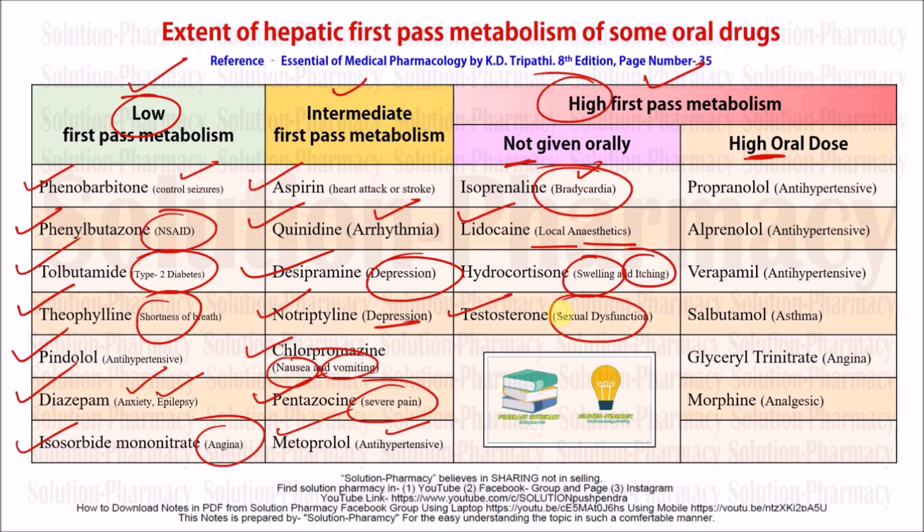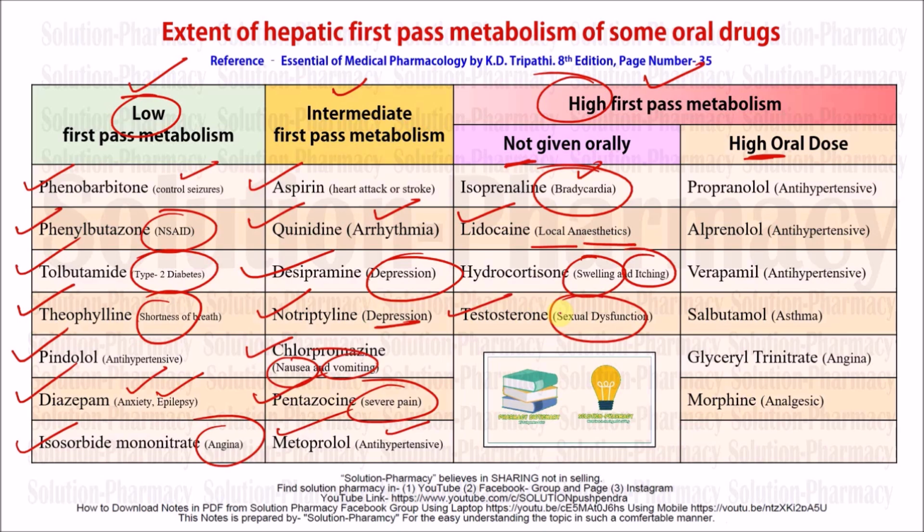Now it's time to see the example of those drugs which have a high oral dose, which need a high oral dose to bypass the first pass metabolism. That means to compensate for the first pass metabolism, as they will not be able to bypass it completely. I have used the word bypass just to explain that we can manage it by compensating for the first pass metabolism.